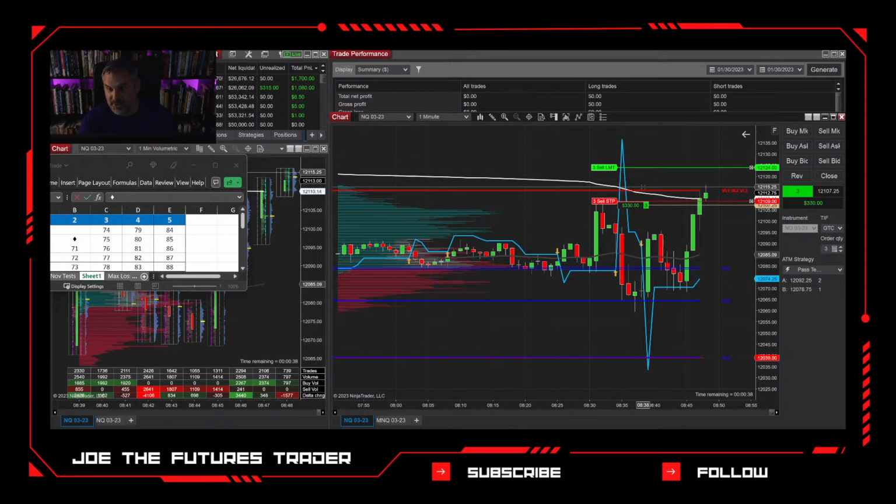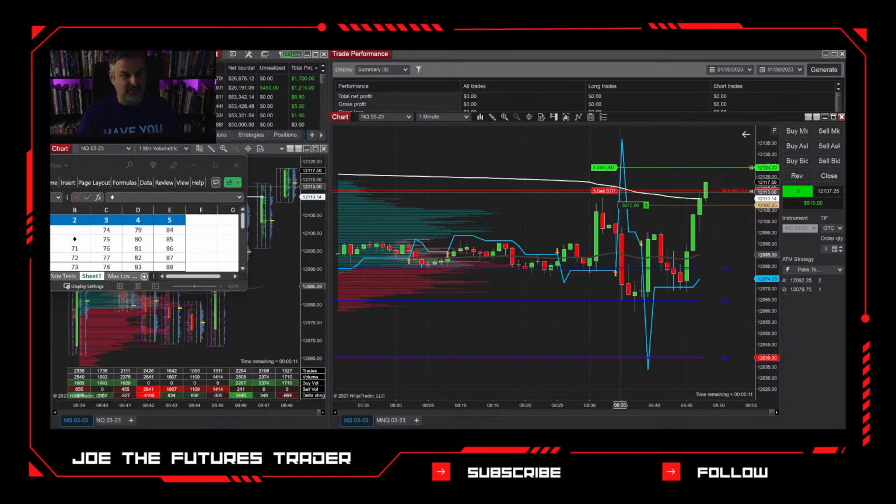Oh, it doesn't like this red line right here, this resistance. If it busts through, it's going to hit that green, my target up here. If it just busts right through that red. Yeah. Come on. There we go. Come on, hit it and get with it. Let's go. Hit that green. Come on.